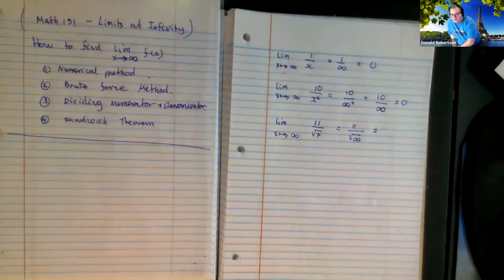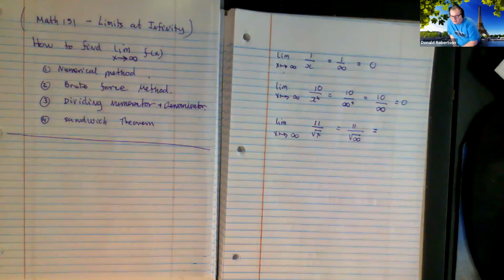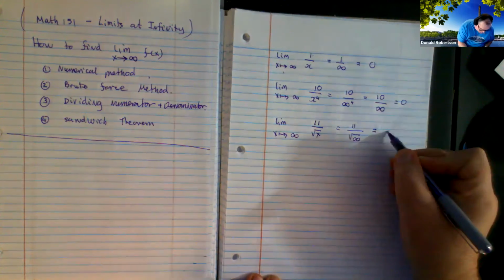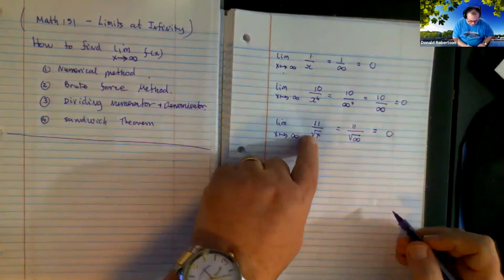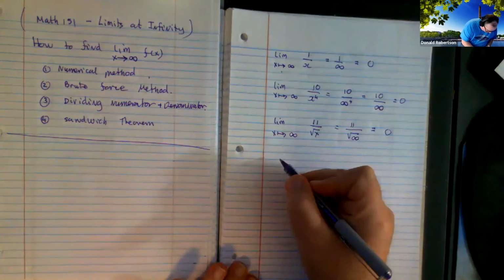There's a theme here, isn't there? What does 11 divided by the square root of infinity get you? Still 0. Right? In fact, isn't the square root of infinity still infinite? It's still infinitely big. We are going to use these guys to help us understand other limits.